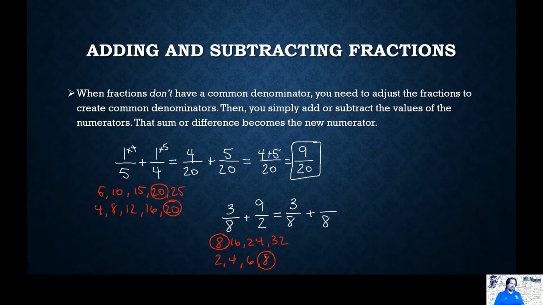Right, to get from 2 to 8, I have to multiply by 4, which means I also have to multiply 9 by 4. That's going to give me 36. All right, and that ends up with 3 plus 36 divided by 8, which equals 39 over 8. It's totally fine to leave this as the fraction. We don't need to convert it to a decimal. We don't need to necessarily convert it to a proper fraction, unless you've been asked to do so.